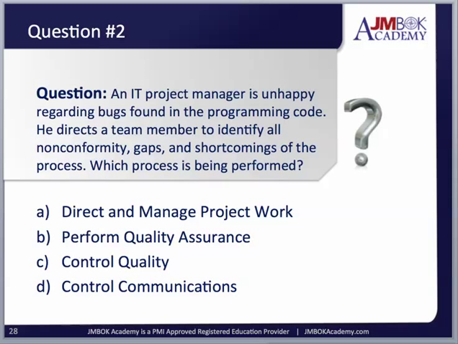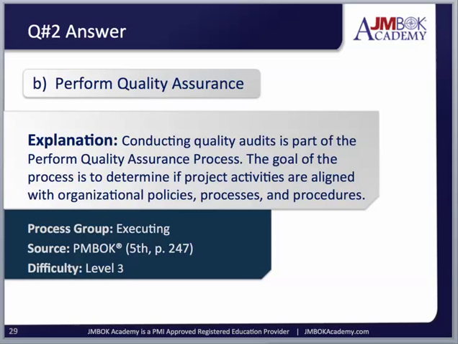A, direct and manage project work. B, perform quality assurance. C, control quality. Or D, control communications. Okay, what do you think? The answer is B, perform quality assurance. So conducting quality audits is part of the perform quality assurance process. So that's what was happening here with this non-conformity. You're doing some kind of audits, and that's where you determine that something is not exactly right and that you need to take corrective action.